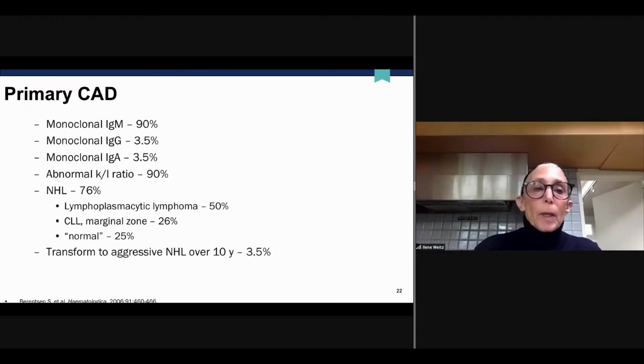90% of cold agglutinin disease is IgM, about 3.5% IgG, rare IgA, and kappa is 90% to lambda. For non-Hodgkin's lymphoma, most of them are low-grade proliferations, but you can see CLL or marginal zone, and you can see aggressive lymphomas as well.